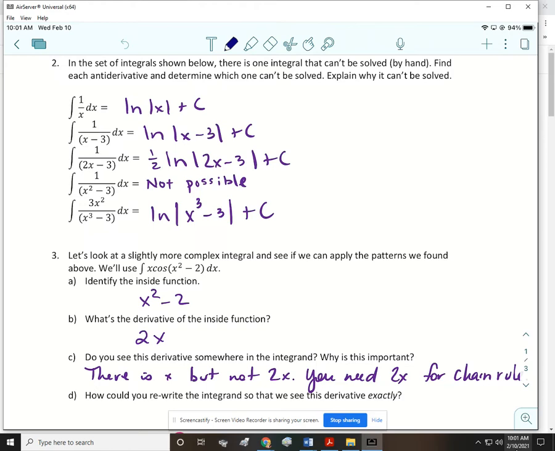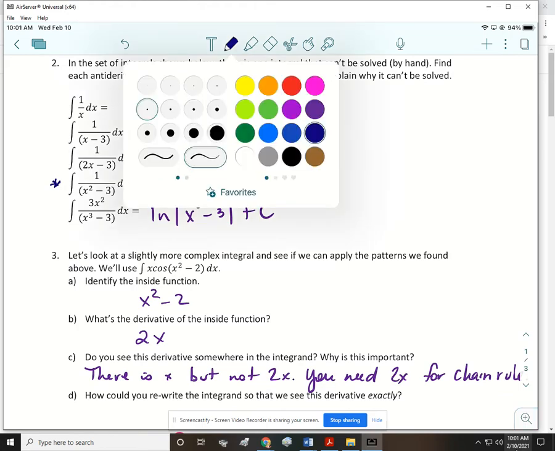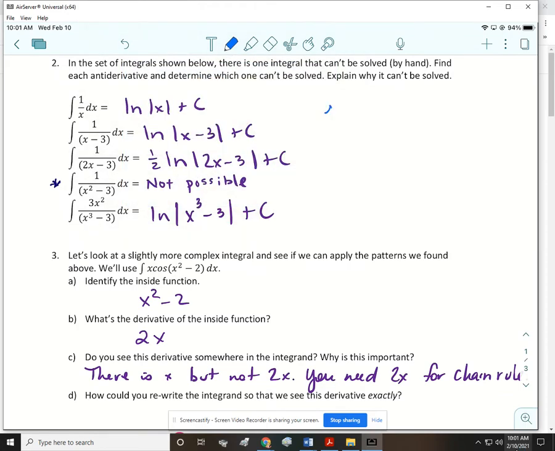So on number 2, the only one that was possible was this one. Because of that chain rule, you would need a 2x that's missing. All right, so let's just write a little note that the derivative of the inside function must be part of the integrand.